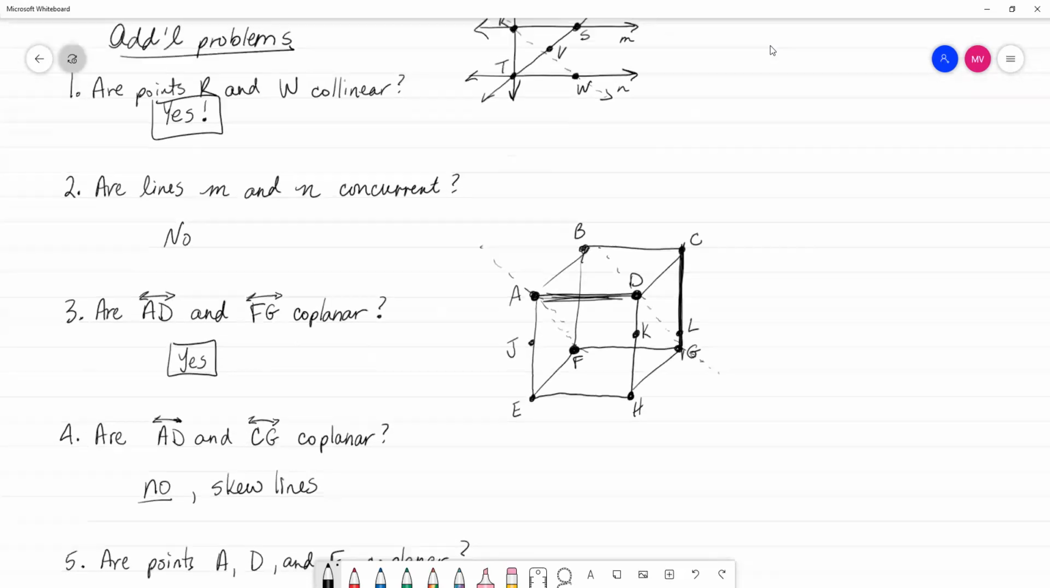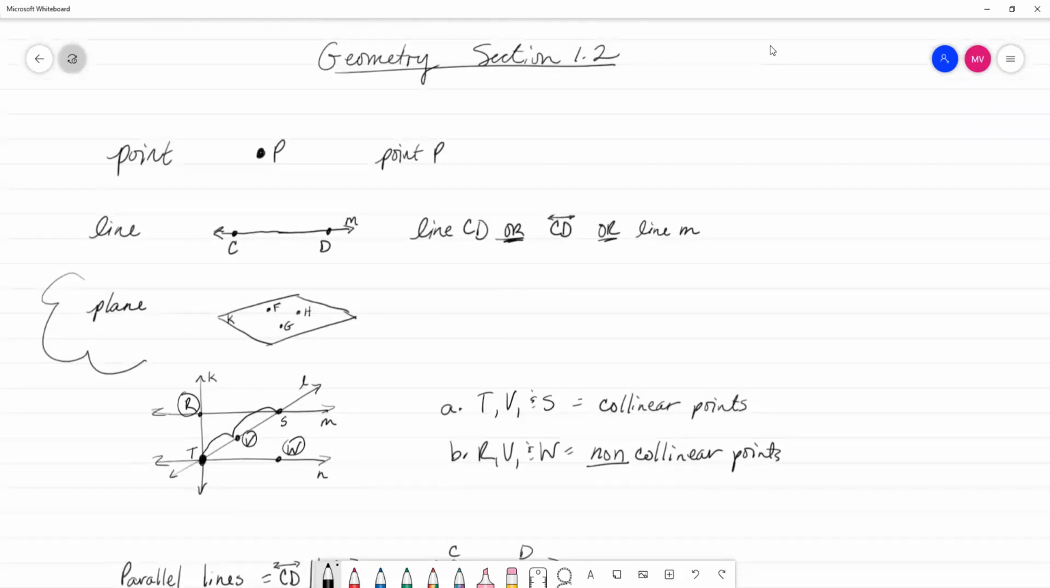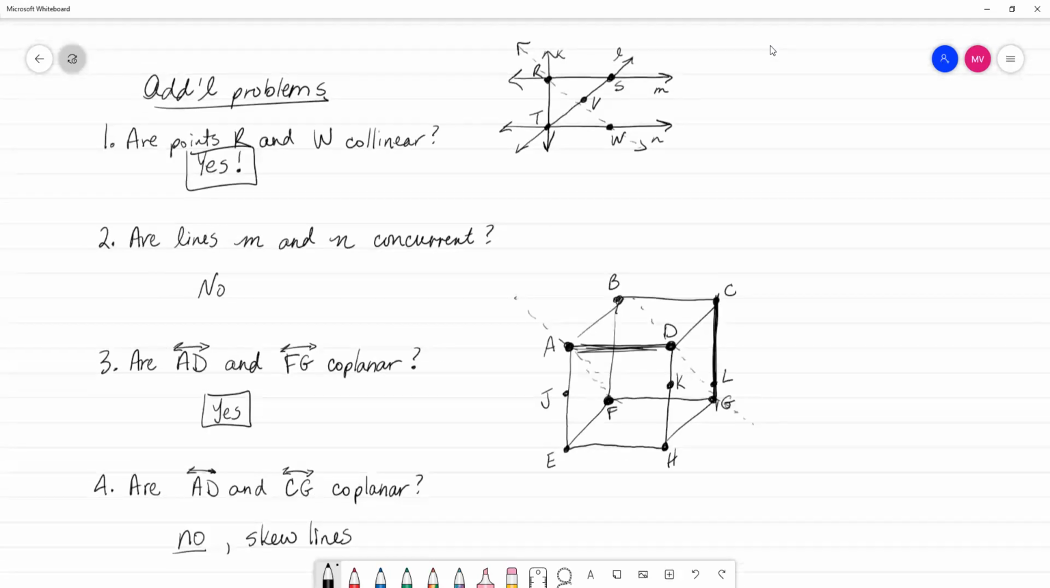Let's go back to our definitions real quick. Where was I? Here we go. All right, so remember, a point is a single location in space, right? A line requires 2 points. Any 2 points can create a line between them. A plane must have, to go from 1-dimensional to 2-dimensional, a minimum of 3 points. So as long as you have 3 points, those 3 points can create a plane.